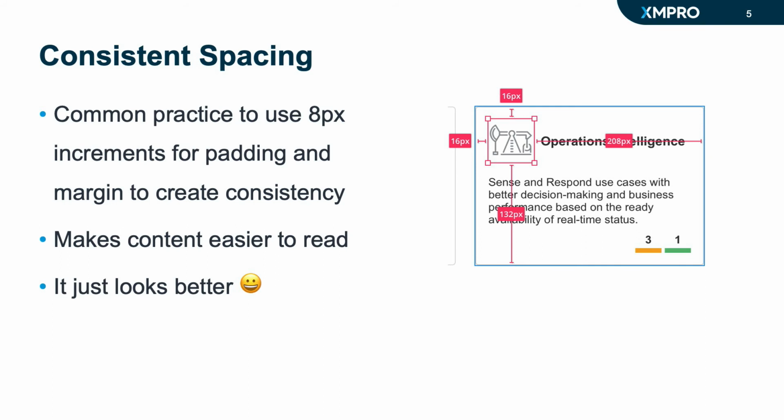If you look at the image on the right, you'll see that the white spaces to the top and left of the icon are each 16 pixels. And at the bottom where it says the number 3 and 1, there are actually 16 pixels of padding to the right and to the bottom. So basically we've added a consistent 16 pixels around the inside of the box.